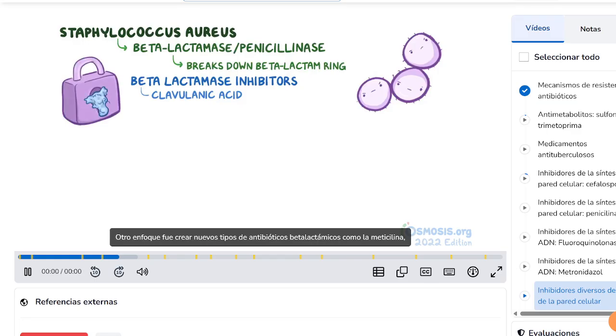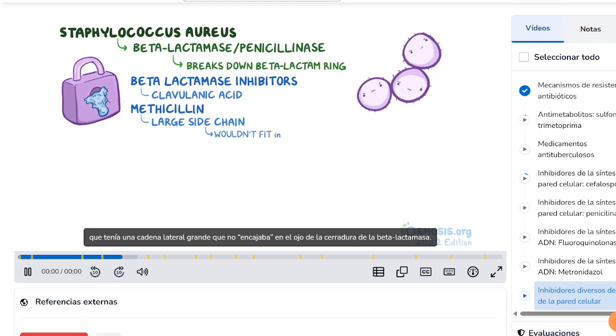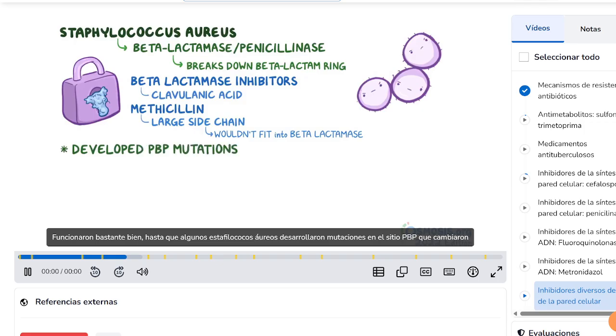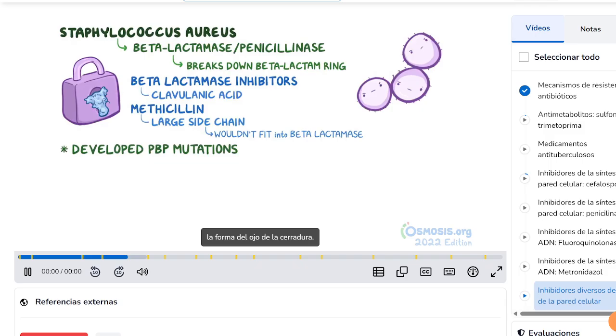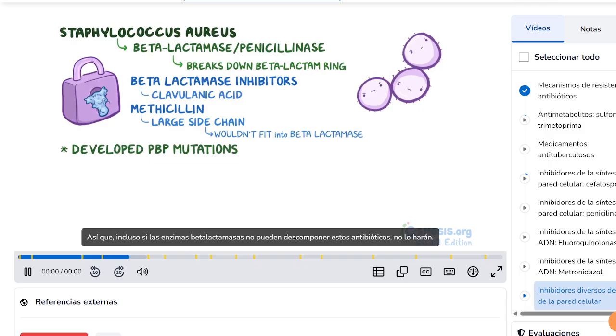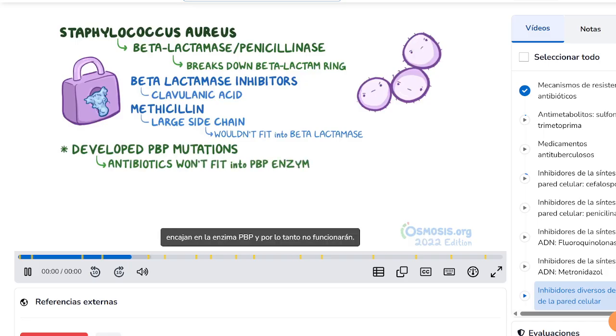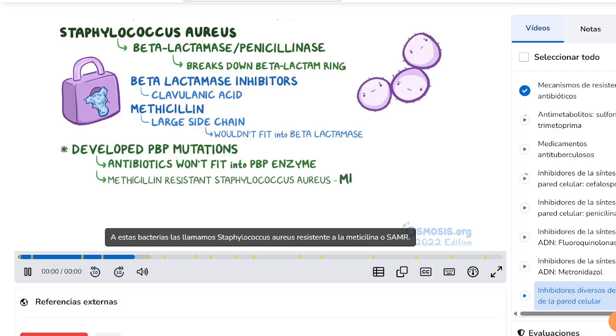Another approach was to create new kinds of beta-lactam antibiotics, like methicillin, which has a large side chain that wouldn't fit into the keyhole of the beta-lactamase. These did work pretty well, until some Staphylococcus aureus developed PBP site mutations that changed the shape of the keyhole. So even if beta-lactamase enzymes can't break down these antibiotics, they won't fit into the PBP enzyme and thus won't work. We call these bacteria methicillin-resistant Staphylococcus aureus, or MRSA.